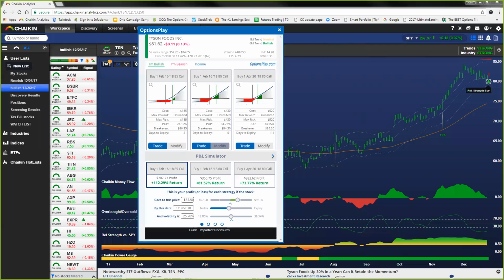All right. On this, it's a pretty good setup. This has all of the characteristics that we look for in terms of best practices. Power gauge is positive. Relative strength has been strong for a while. We're oversold. It doesn't necessarily need to be oversold, but I prefer to be oversold. I like to buy when we are at or below this middle dotted line. That's my rule. That's a Josh rule. That's not a Chaikin rule.